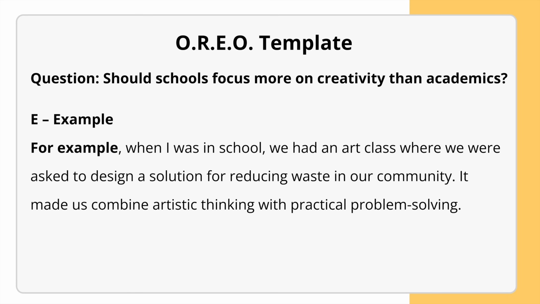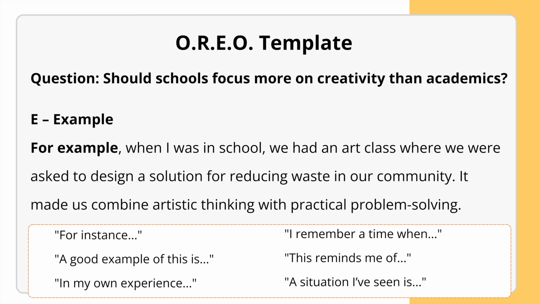I said, for example, when I was in school, we had an art class where we were asked to design a solution for reducing waste in our community. It made us combine artistic thinking with practical problem solving. Here are a bunch of linking words you can use instead of for example. It's always good to use a variety of these if you are going to give lots of examples throughout this interactive speaking conversation. And the last letter in the Oreo template is the letter O, which stands for outcome.